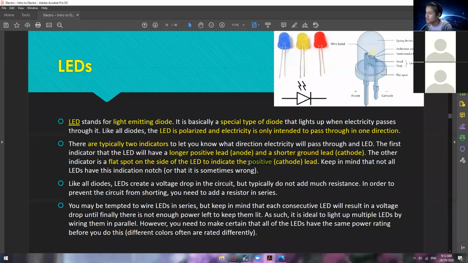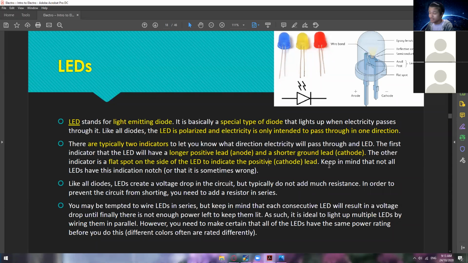I think there's a correction. This one indicates the negative lead. So the flat spot here, as you can see right here, indicates the negative. So there's a correction in this one: negative cathode. And the other one is already positive. So I have to change this one later, from positive to negative.